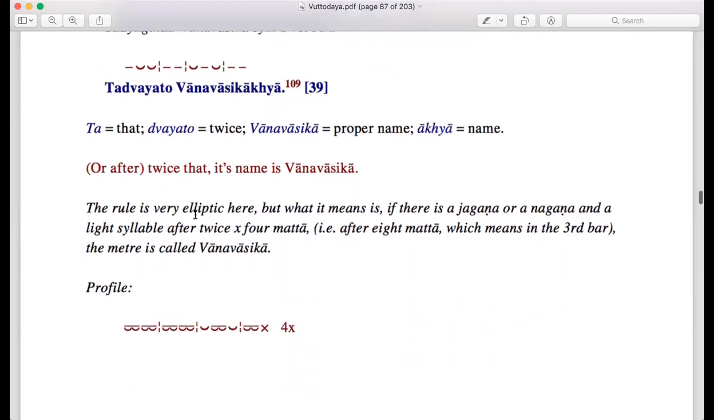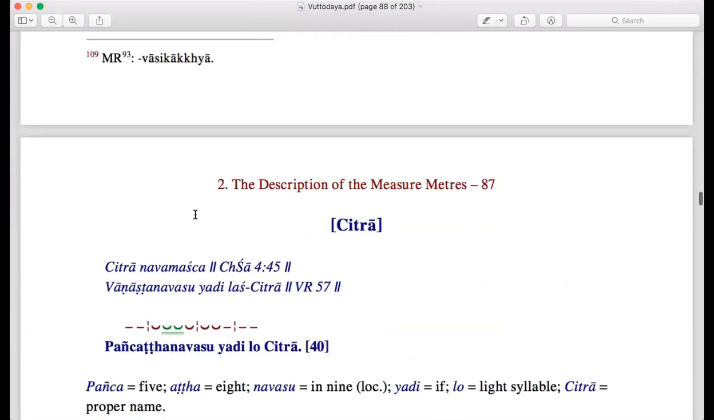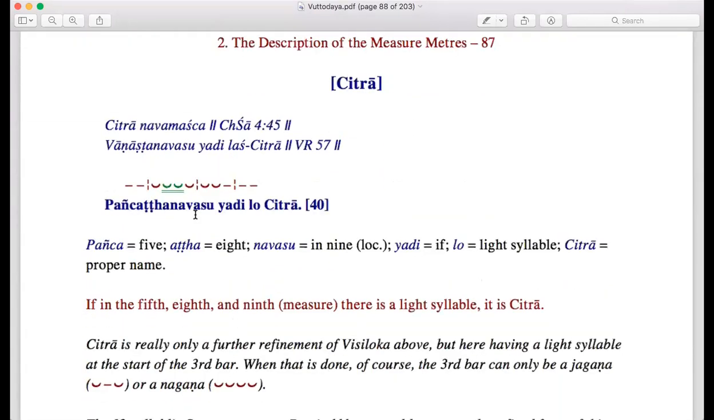Okay, that is the Vanavasika verse, and then we are going to the Chitra verse. What is Chitra? Panchatta navasu yadi lo chitra. That's the Chitra verse. If in the 5th, 8th, and 9th measure there is a light syllable, it is Chitra. That's very easy. In the Chitra verse, the 5th, 8th, and 9th measure should be a light syllable.